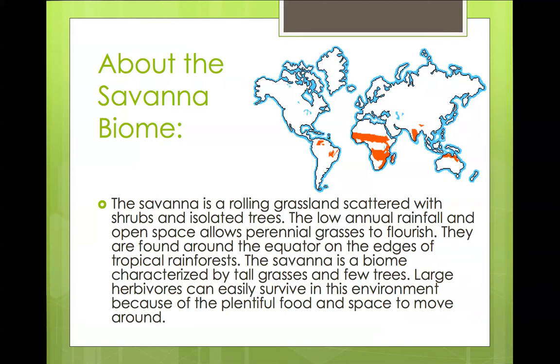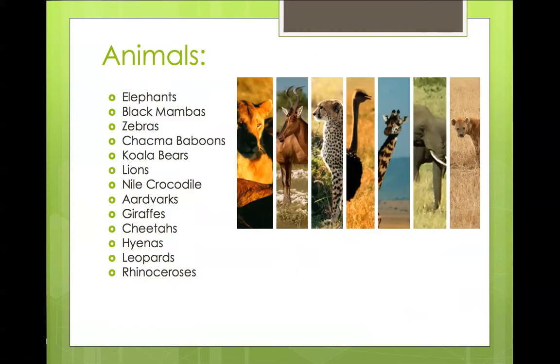Large herbivores can easily survive in this environment because of the plentiful food and space to move around. Speaking of the large herbivores and animals that inhabit this area, this is a list of some of the included animals in the savanna biome. Some animals include elephants, black mambas, zebras, chacma baboons, koala bears, lions, Nile crocodiles, aardvarks, giraffes, cheetahs, hyenas, leopards, and rhinoceros. As seen in the images accompanying this list, you have the lion, you have an antelope or gazelle, you have the cheetah, the ostrich, the giraffe, the elephant, and the hyena.